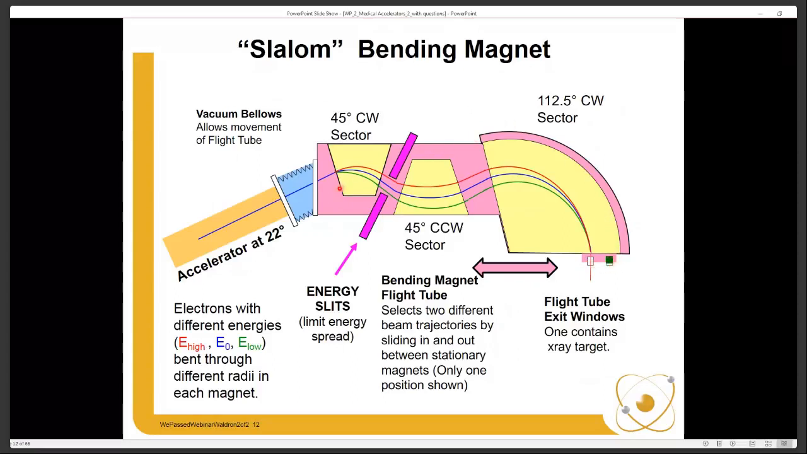And on the Elekta system, I'd like to draw your attention to this portion here of the pink vacuum chamber. There are really two exit points, and I'll talk more about this later. There is a bellows over here on the left. This entire pink section can slide left and right in this picture in order to put the beam focal spot at either this window here or this window here.